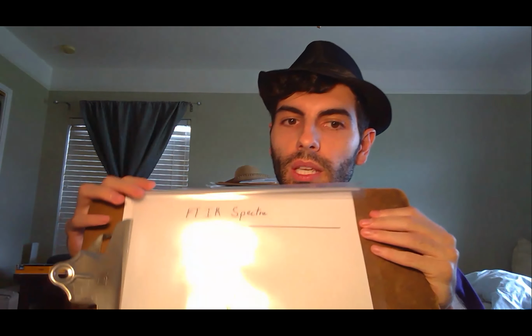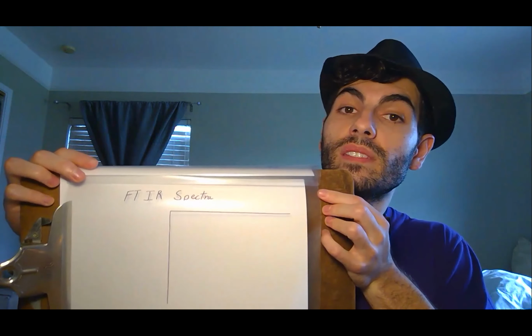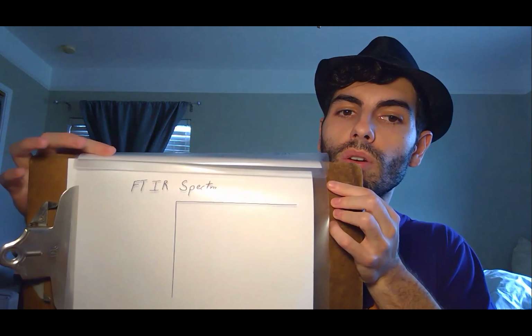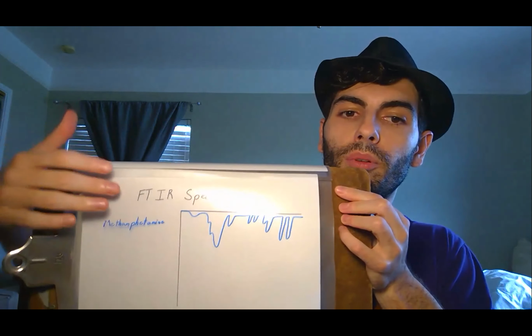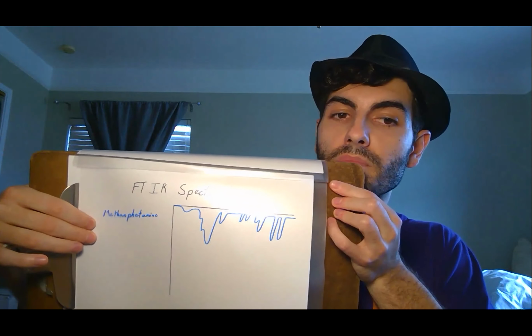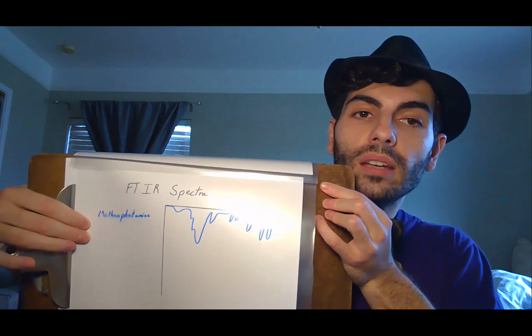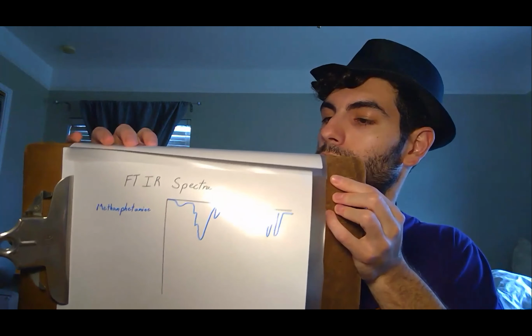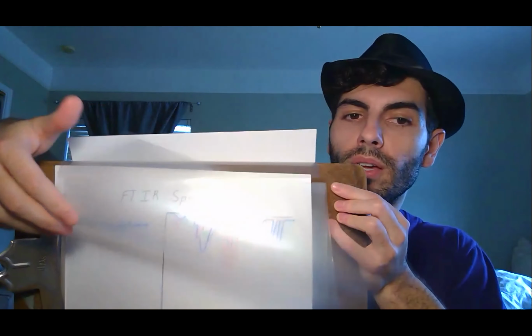So here I have my FTIR spectra. I'm going to try and get the least amount of glare here. So I have my FTIR spectra. I haven't sampled anything yet. So what if I put in a sample of methamphetamine? Awesome. Cool. You can see that it's methamphetamine. You're able to understand it. It's great.